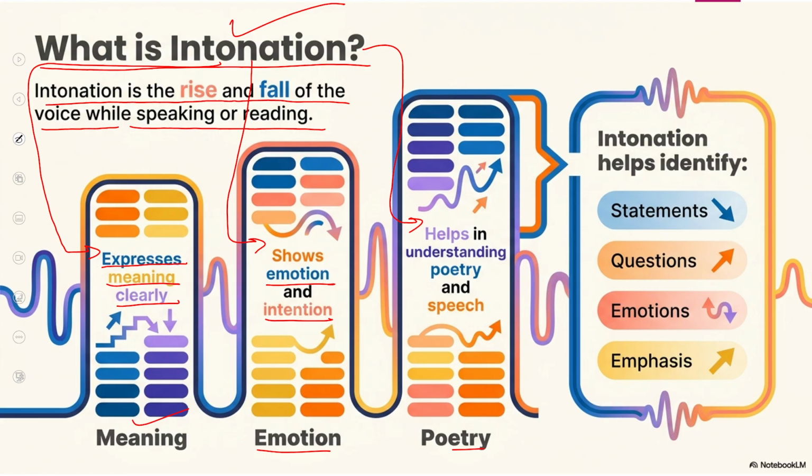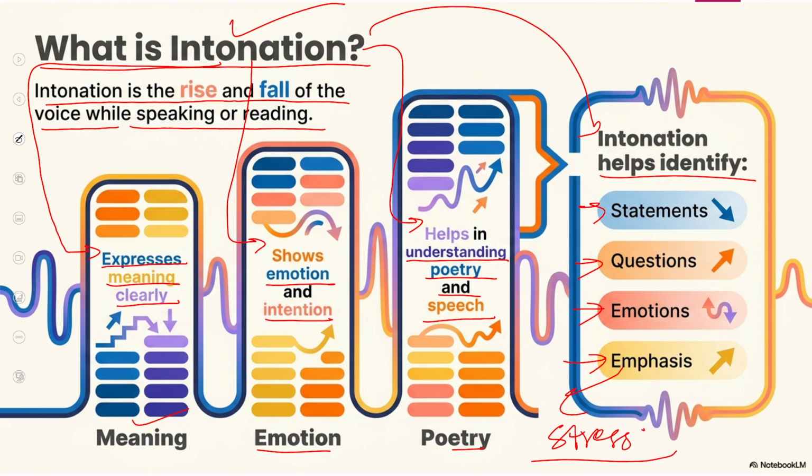And intonation helps in understanding poetry and speech. The rise of the voice and fall of the voice helps us in understanding poetry and speech. If we do not understand intonation, that's why we don't understand the real native English speaker, because he is aware of the intonations. Now, intonation helps identify statements, questions, emotions, and emphasis. And emphasis is called stress, where we have to put the stress. Now, move to the next one.